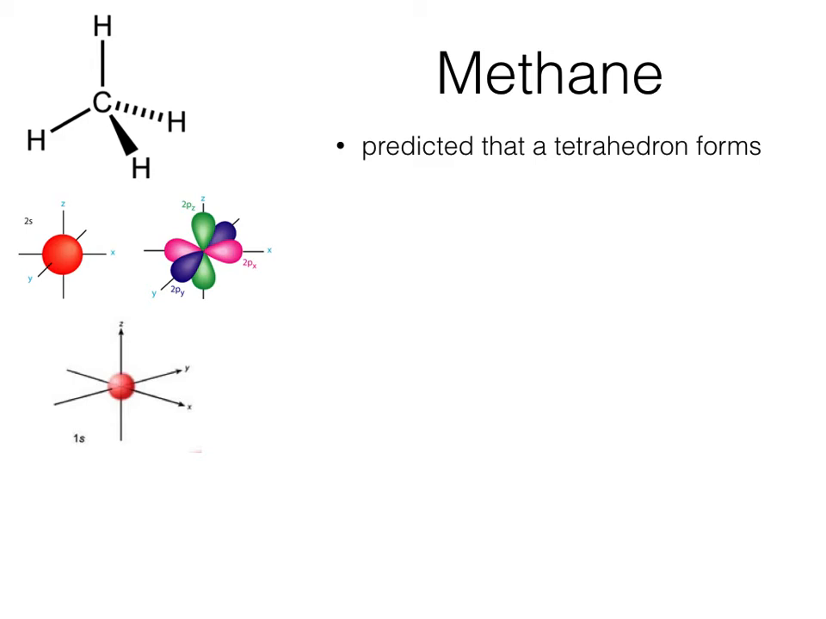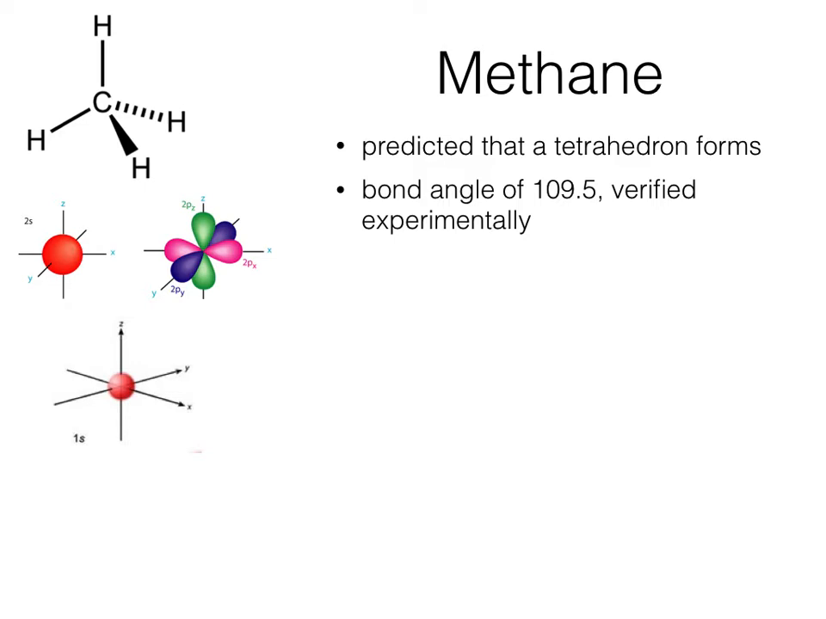Now, we predicted from VSEPR that we would get a tetrahedron formed. And the VSEPR model would predict that the angle is 109.5 degrees. This has been verified in actual methane molecules. So here we have an agreement between the VSEPR prediction and what a real molecule of methane looks like.